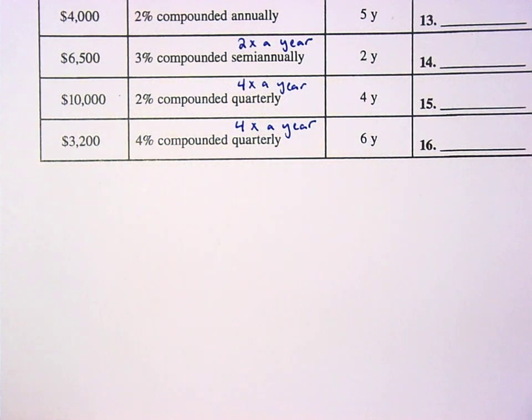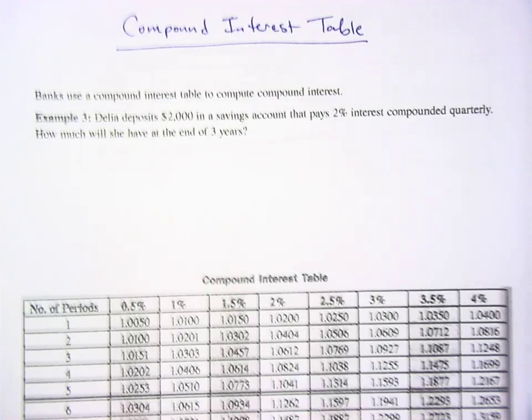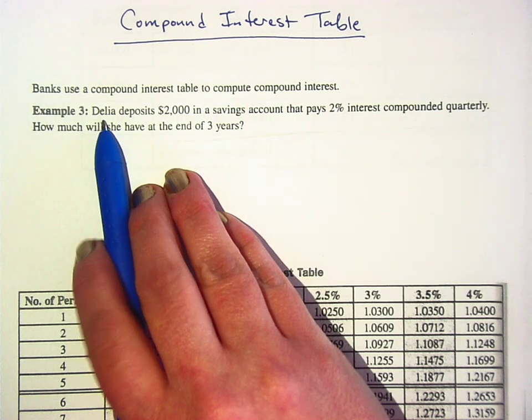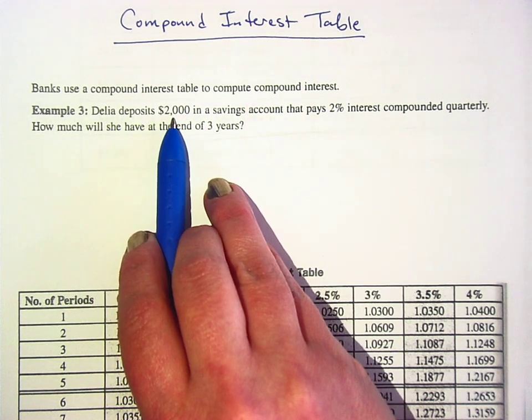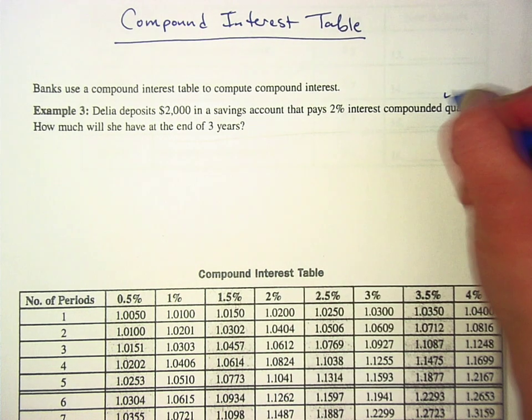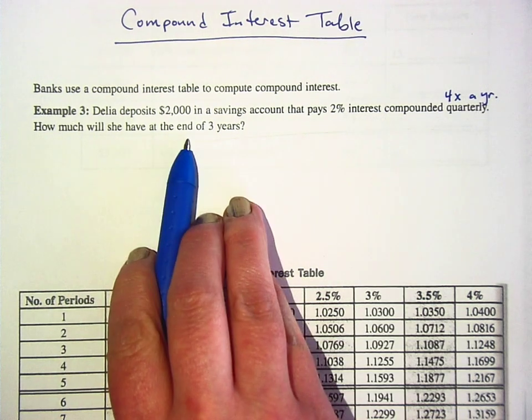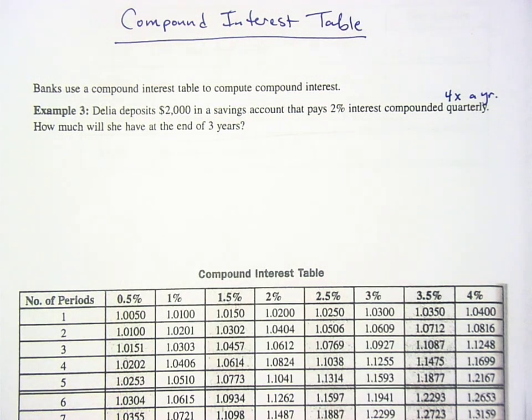So what we have to figure out, and we're going to do an example on here to show you. So I'm on the compound interest table right now. It says Delia deposits $2,000 in a savings account that pays 2% interest compounded quarterly. That's 4 times a year. How much will she have at the end of 3 years? So what this table does is it goes by interest and by the number of periods that you've compounded that interest into it, and it'll tell you how much $1 will return you.